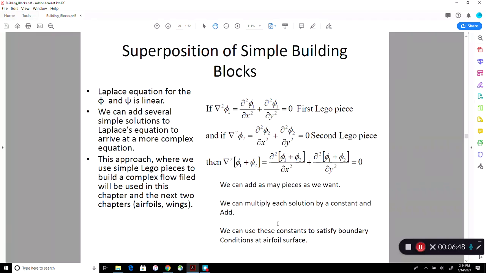And we do need to, of course, make sure we satisfy the conditions on the aerofoil surface. The body is a streamline; the aerofoil surface is a streamline. Flow must be tangent to it. That means there can be no velocity normal to the body. So we need to satisfy this boundary condition.